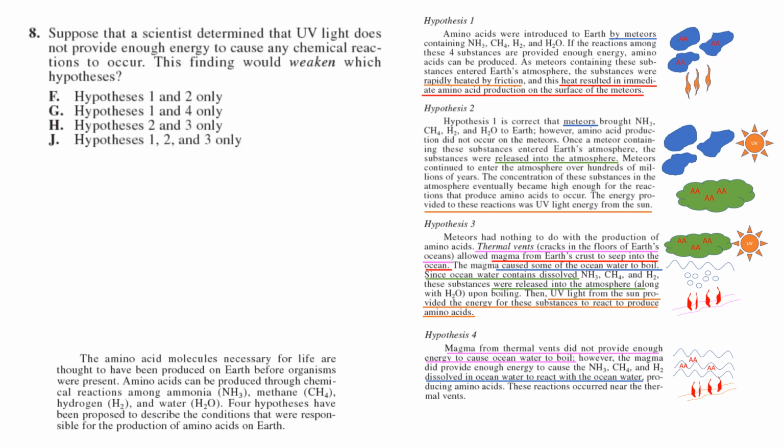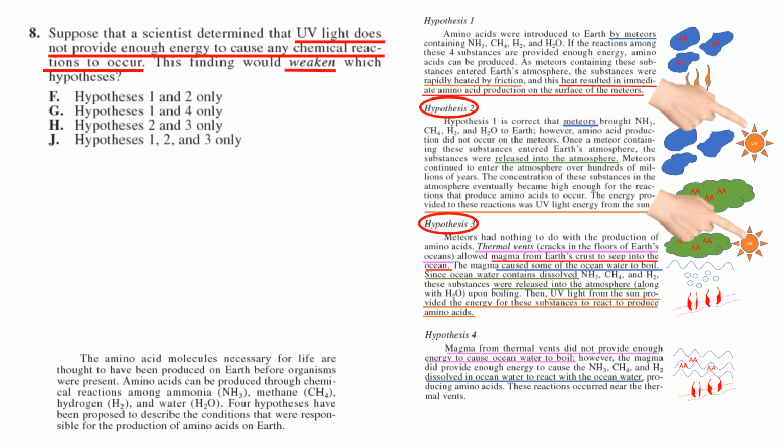Number 8. Suppose a scientist determined that UV light does not provide enough energy. This would weaken which hypotheses? So we know that UV light is needed in hypotheses 2 and 3. So that would weaken hypothesis 2 and 3 if UV light doesn't provide enough energy. So H.